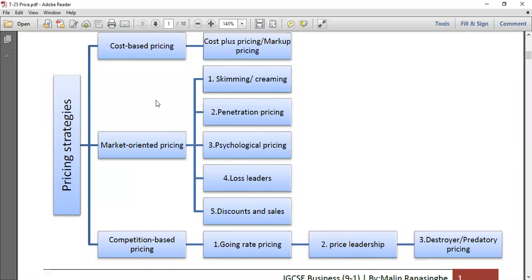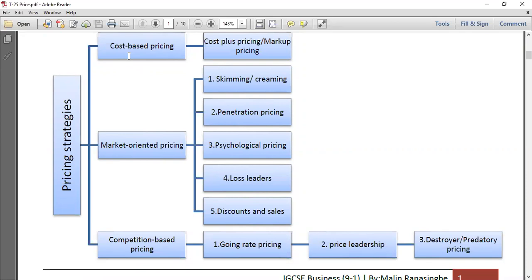So cost-based pricing strategies, there is the cost plus pricing method that we're talking about right now. Cost plus method or markup pricing, we call cost plus pricing method. That is basically 100% based on the cost, but not the other things. They ignore competition, they ignore consumer perceptions and everything. They just care about the cost only. That's a limitation of cost-based pricing.